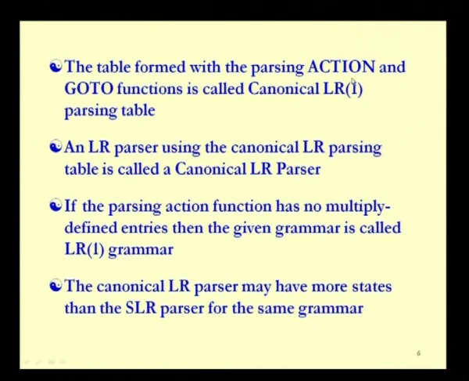The table formed with the parsing action and go to is now called the canonical LR of 1 parsing table, and this particular parser is called the canonical LR parser. If the parsing function has no multiply defined entries, then we call the grammar an LR of 1 grammar. Another inference is that there will be more states when we compare with SLR. So, if SLR has some number of states, like 10, canonical LR may have even 15 or more.